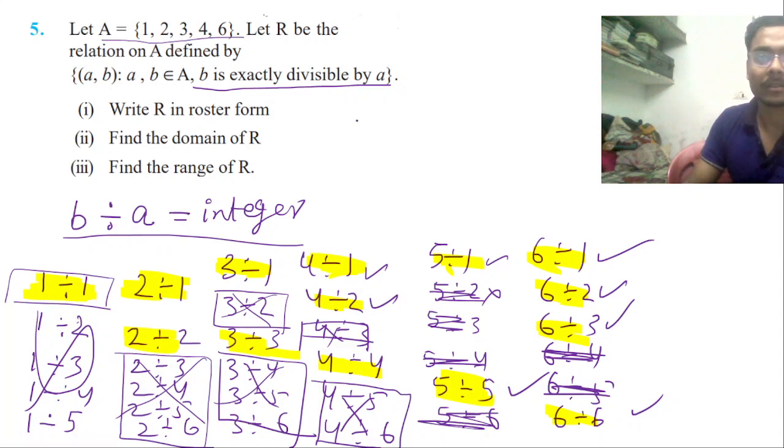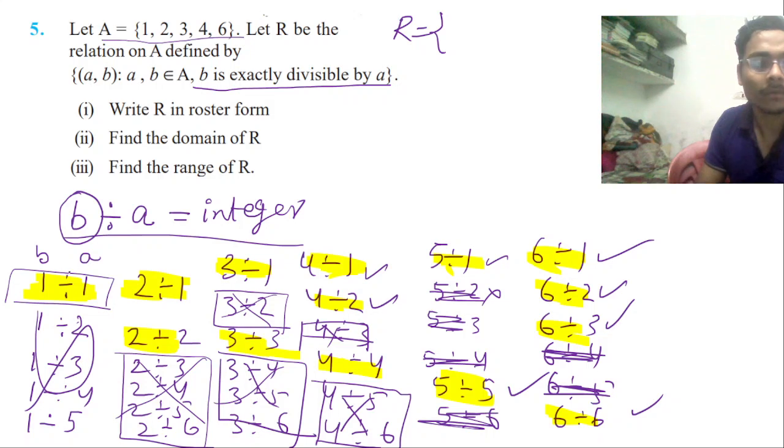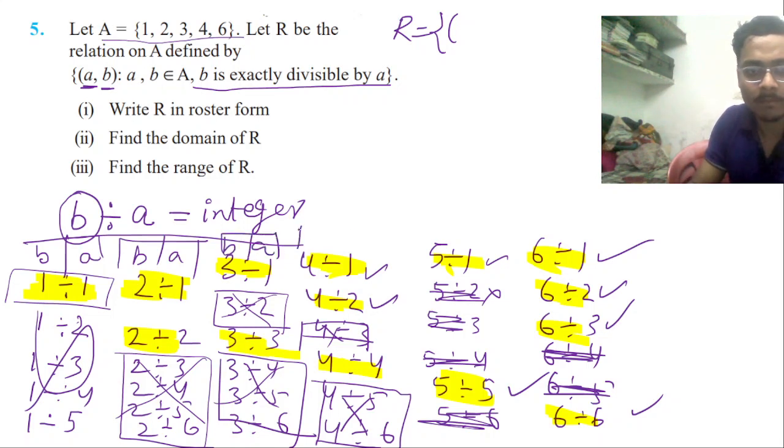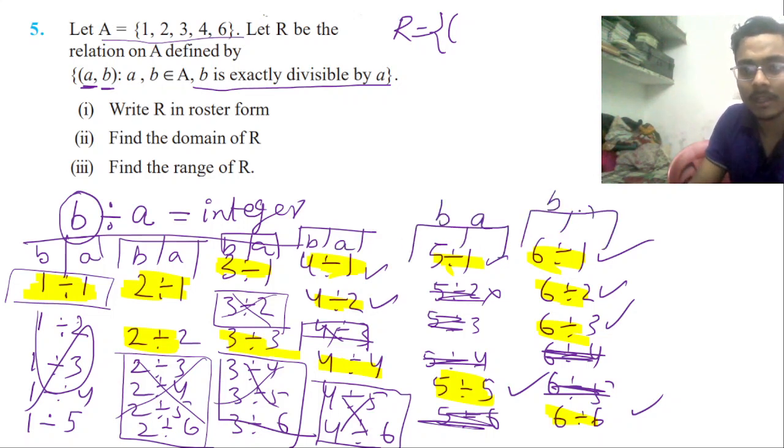Now I will write this. So we are dividing B by A. So this is A and this is B. So do not confuse with this. And because we have to write A first and B later, we will write according to that. Okay, so keeping in mind this is the sequence we have written: B, A, B, A. B is this element, A is this element. B is this element, A is this element. B is this element and A is this element.